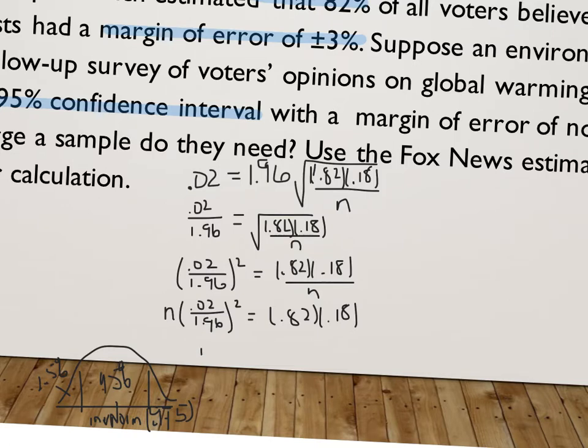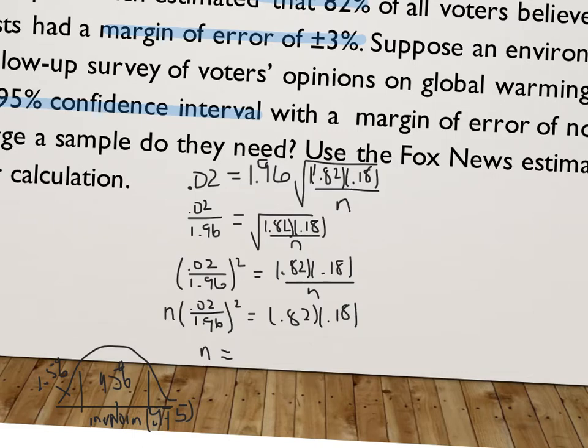Now, if you are just doing this all as one huge step in your calculator, you need to be very careful. What I would suggest you do is take 0.82 times 0.18 and hit enter in your calculator, then hit divide by and put the fraction 0.02 divided by 1.96 squared in parentheses. If you do not put it in parentheses, your calculator will do order of operations and it will divide it by 0.02 and then divide it by 1.96 and then square that result, and it will give you the wrong answer.